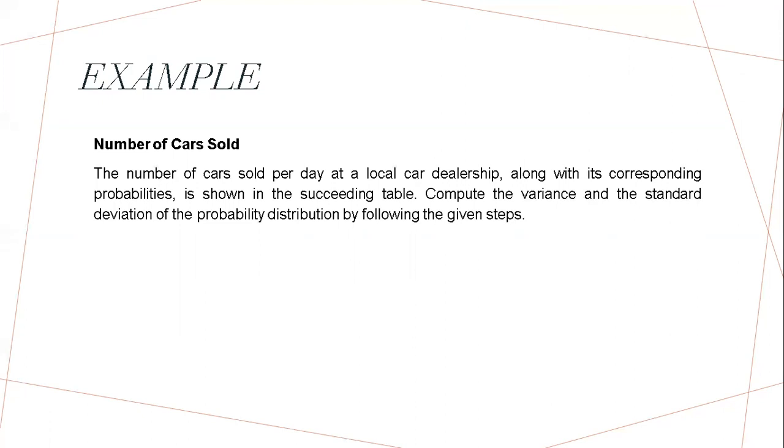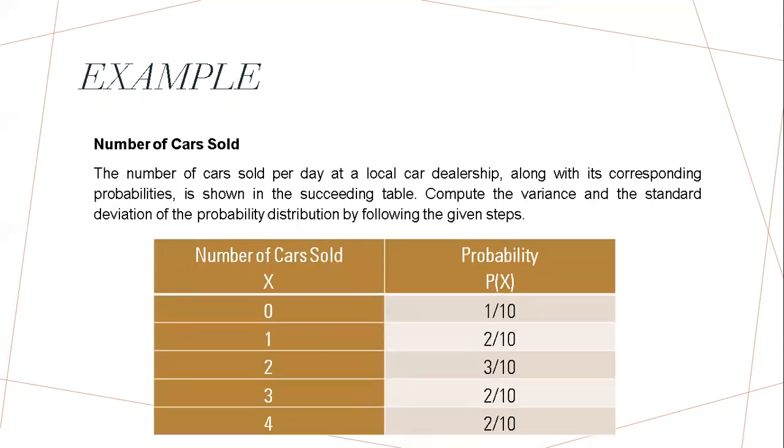But every time na ipa-flash natin yung steps, at the same time meron ring problem solving. So ito yung table natin for our problem solving. So this is the given already. So the number of cars sold is represented as x, the random variable. So we have 0, pwedeng wala, pwedeng isa, pwedeng dalawa, pwedeng tatlo, pwedeng apat. Okay? Per day yan.